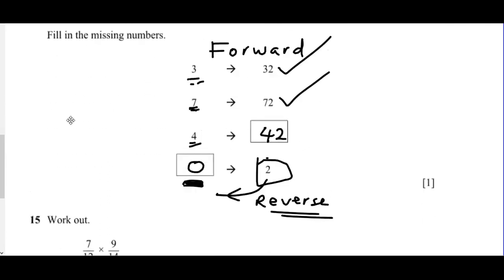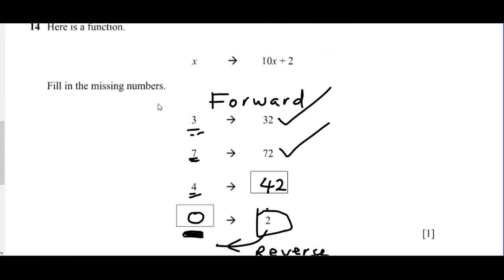We have question number 14. Pause the video, take the notes, and then you're good to go.